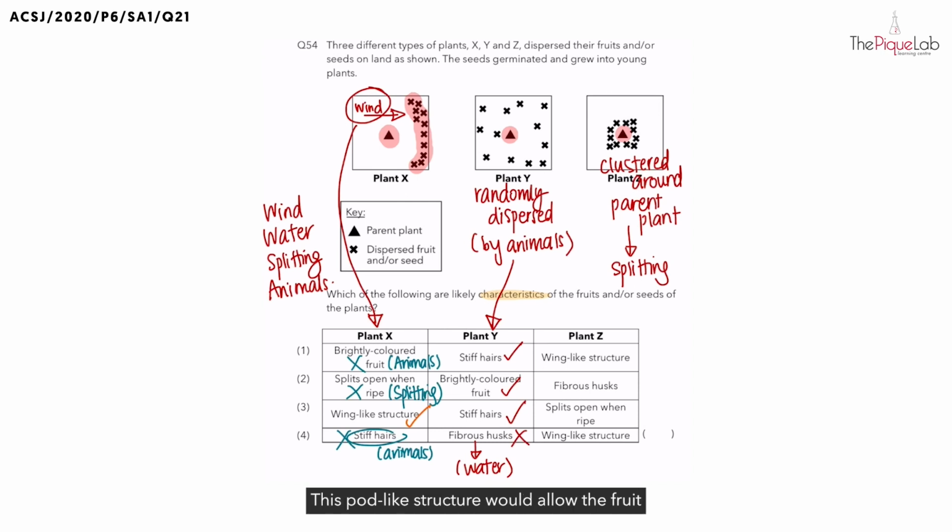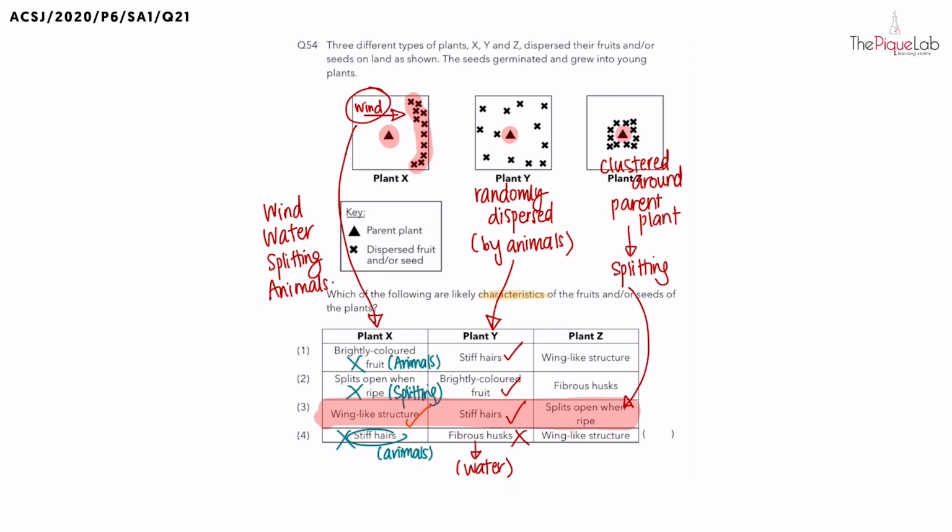This pod-like structure would allow the fruit to split open when the fruit is ripe, throwing the seeds forcefully around the parent plant, causing the seeds to be clustered or scattered around the parent plant as what you see in this diagram here. Since we already concluded that our answer is number 3, let's just quickly check that the fruit of plant Z has a pod-like structure which splits open when ripe. Yes, it does. So this confirms our answer is number 3.